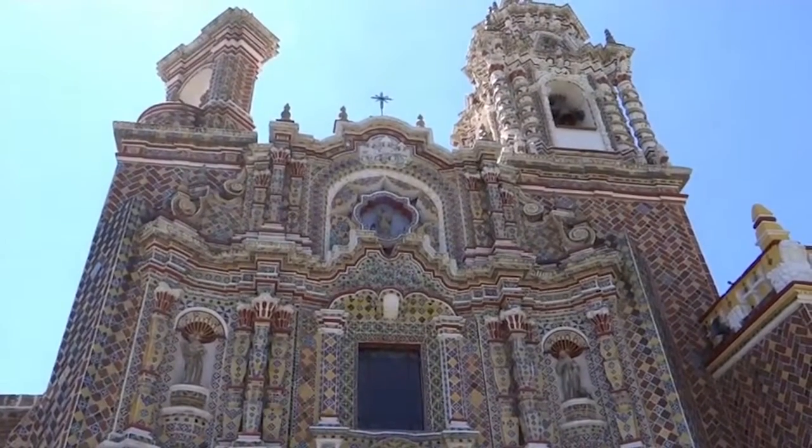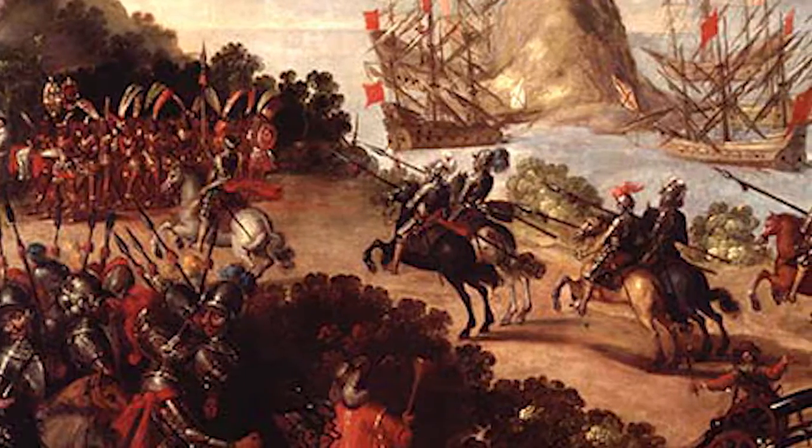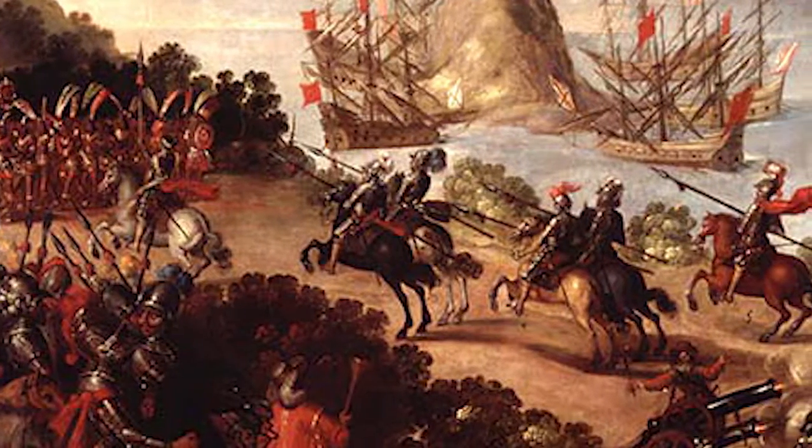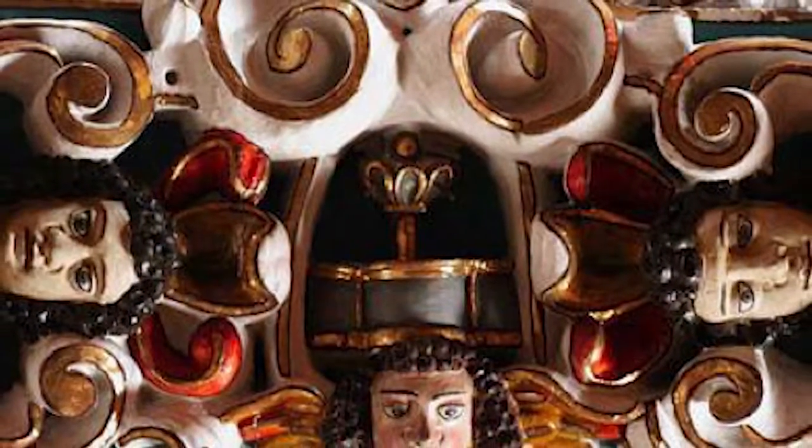To do this, we must first define hybridity. For our purposes, hybridity can be defined as the blending of elements of different cultures. We will explore the hybridity that occurred between Spanish colonizers and the indigenous people of Latin America. The results of this cultural crossover were expressed in the architecture and paintings.